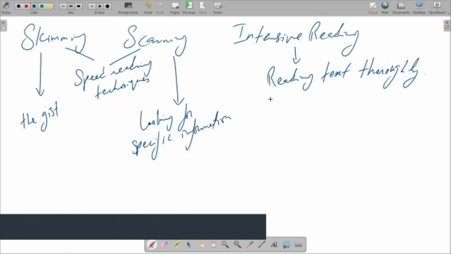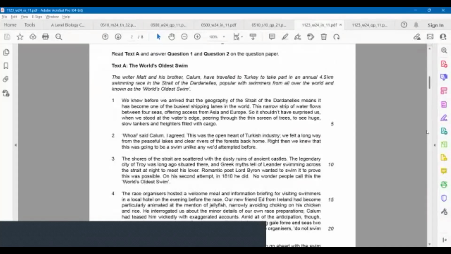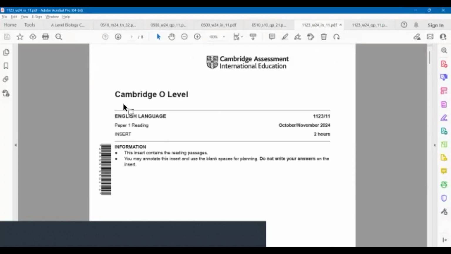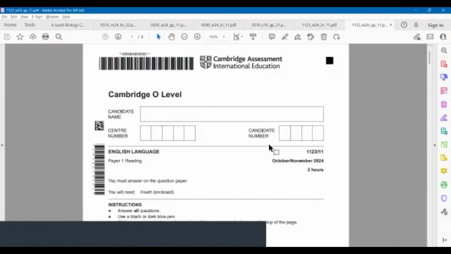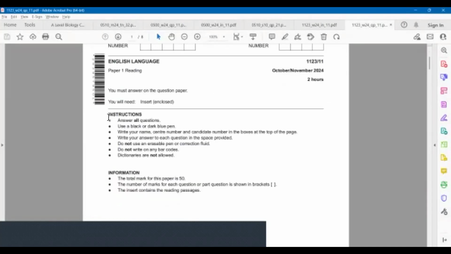Now, when attempting a comprehension, the best way is to train yourself before looking at the comprehension questions. So before going in and looking at the questions, read the text and read it intensively, the whole thing. And obviously when you have the paper in hand, read the instructions. Always fill out your name first, your center number, candidate number first. And even if you've read this like 100 times during your practice, on exam day when you have the paper in your hand, read the instructions before starting.